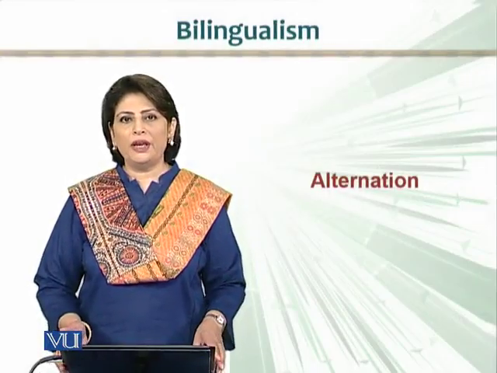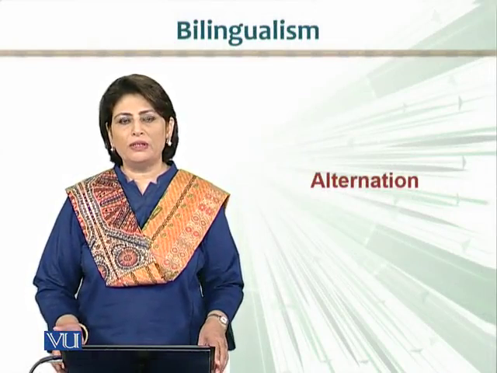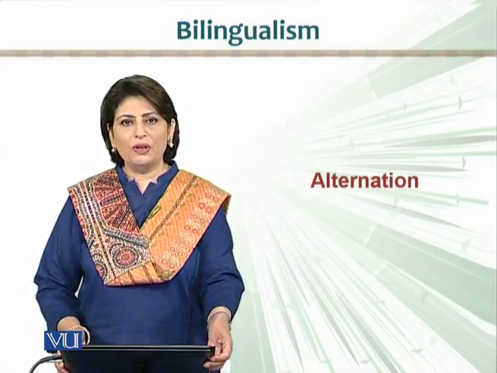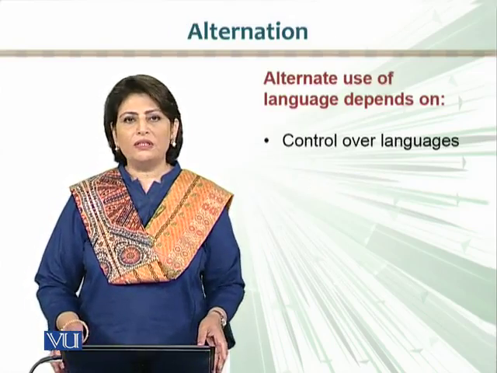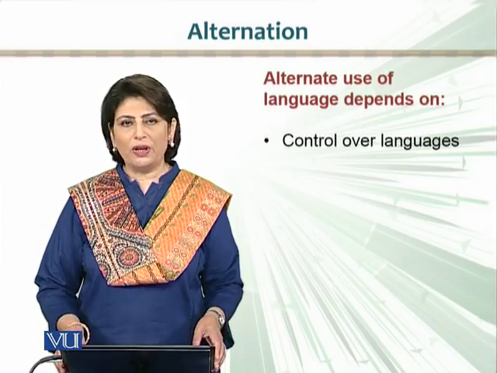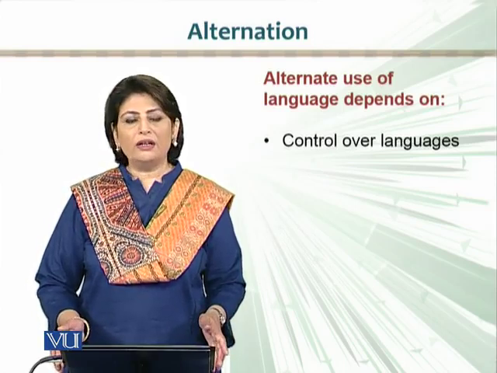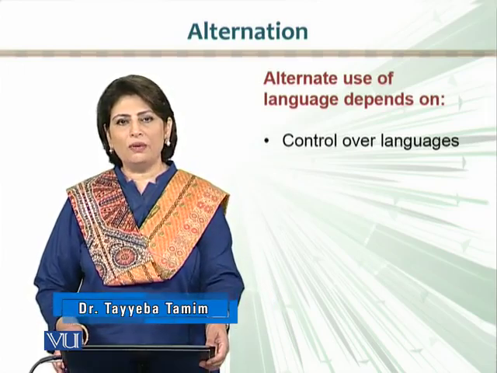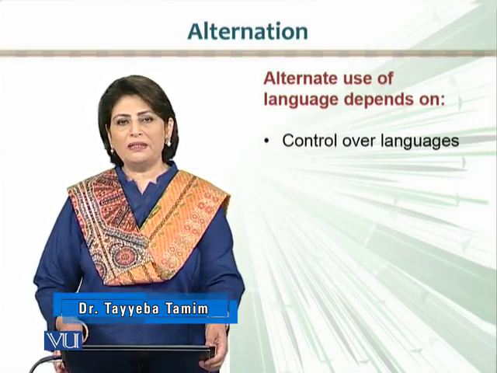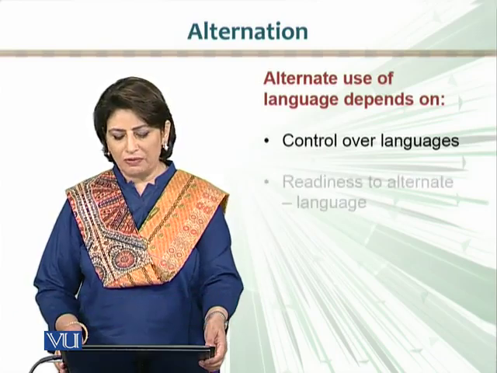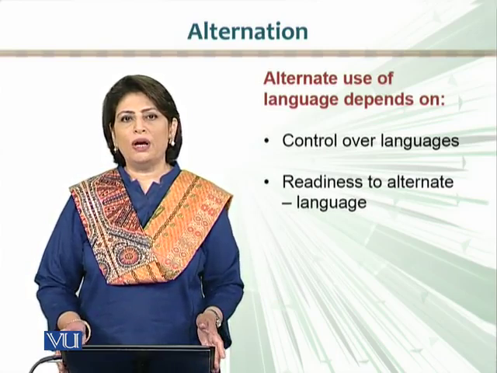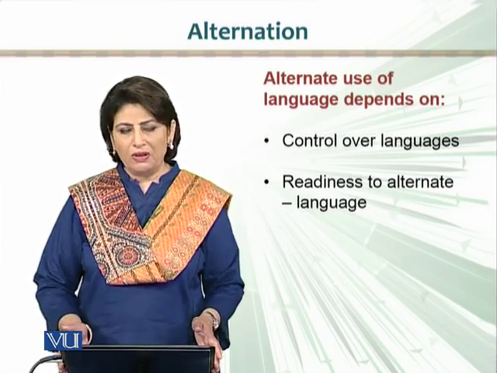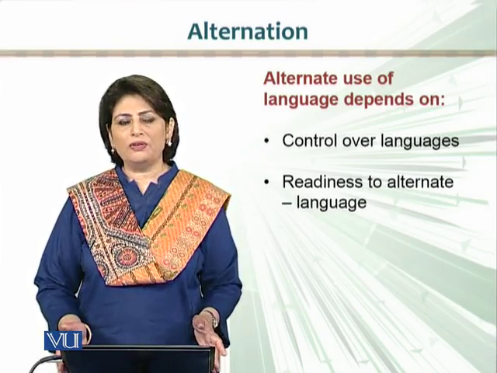Alternation. Another aspect in describing bilingualism is alternation. That is, how much do the bilinguals alternate from one language to another? This alternate use of language actually depends on, A, the control over languages that a bilingual might have. So if a bilingual is equally proficient in both languages, we might see that person alternating between languages a lot more than those who are not so proficient in the second language and more proficient in the first language. Even the extent to which this alternation occurs will also be different.